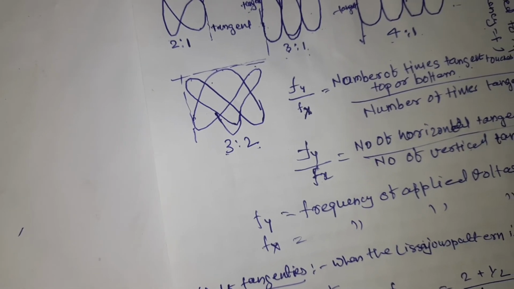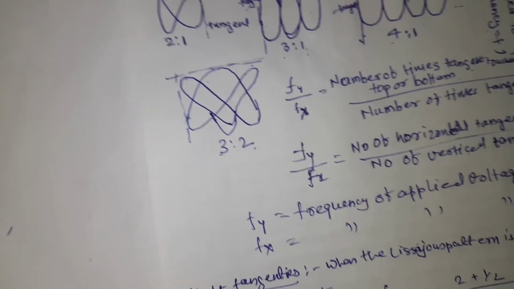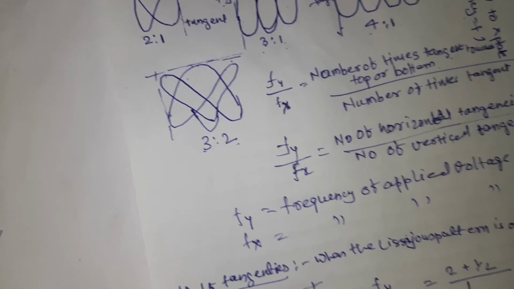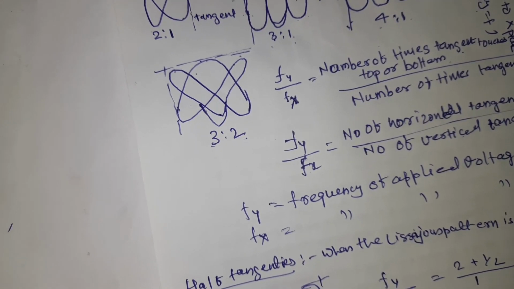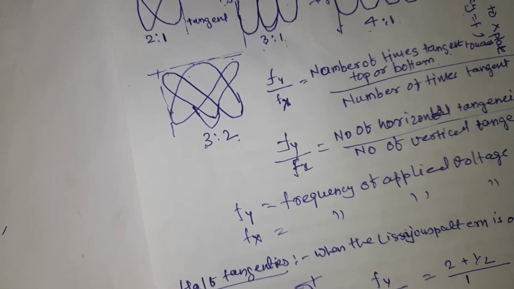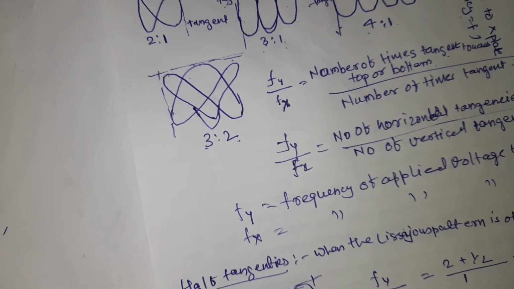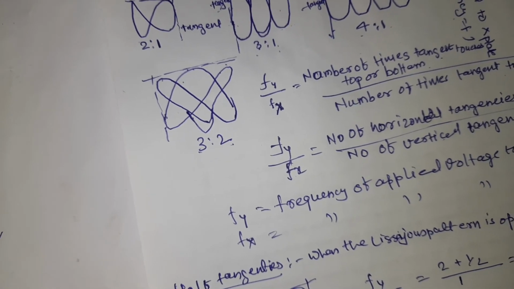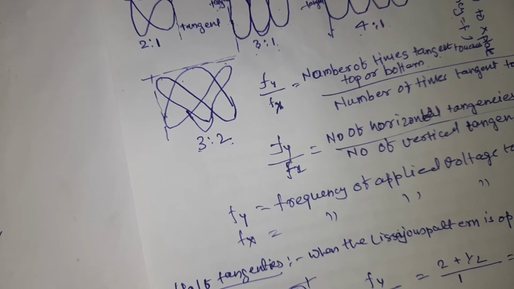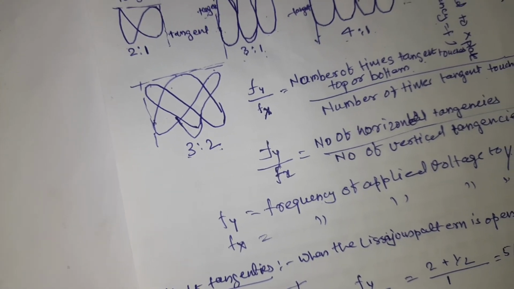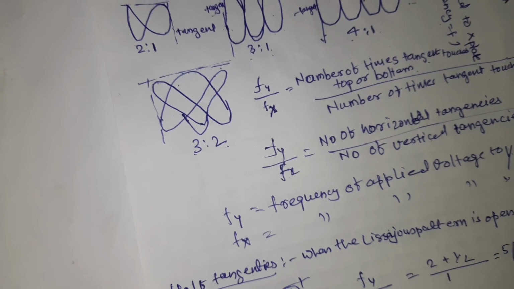So in this way you can measure an unknown frequency in terms of a standard frequency, because the unknown frequency is applied across the y plate, and the standard frequency is applied across the x plate. So fy by fx is equal to the number of horizontal tangent touches by the number of vertical tangent touches. A special case is when there is a half tangent.